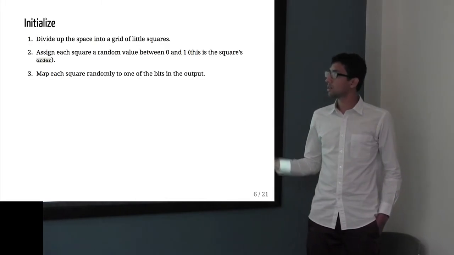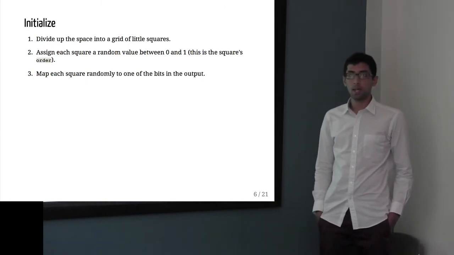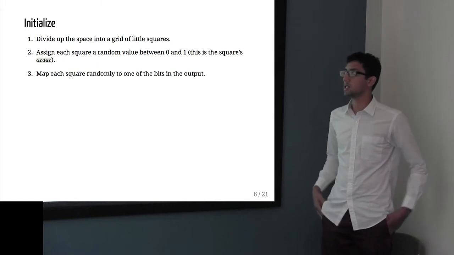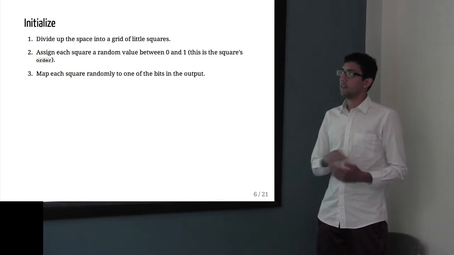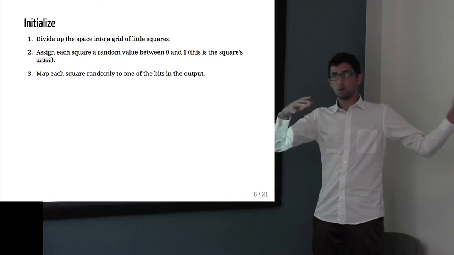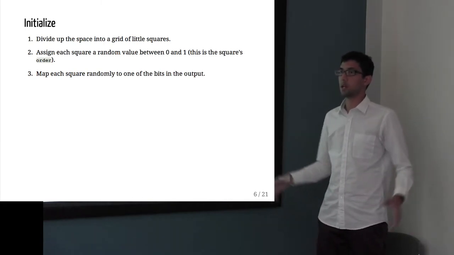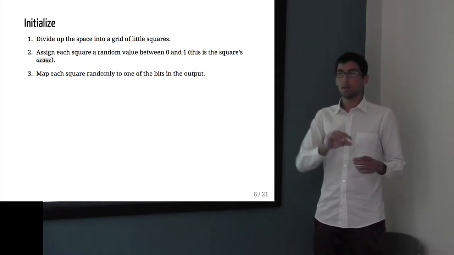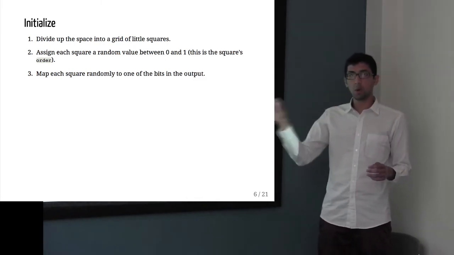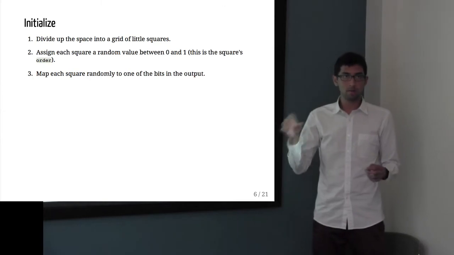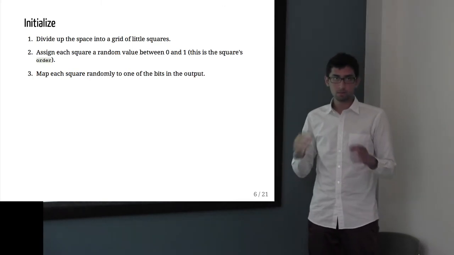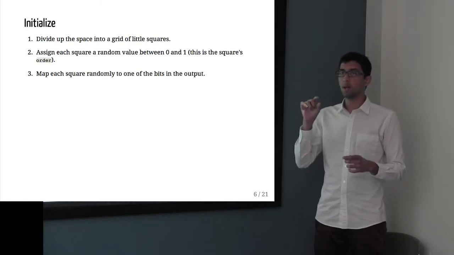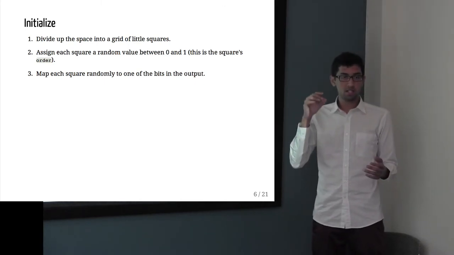So the first step is to initialize the encoder. The way it does this is, you start by dividing up the space. So you have the Earth or whatever space you're trying to encode. You divide it up into a grid of little squares. Then you assign each square a random value between 0 and 1. Each square is going to have a different floating point value between 0 and 1. And this is fixed for that square.